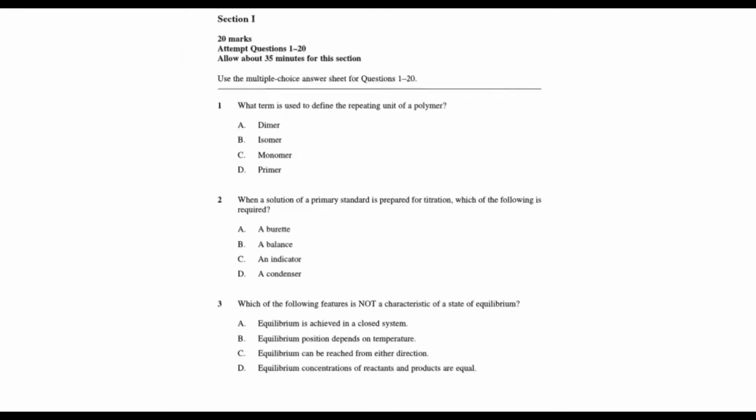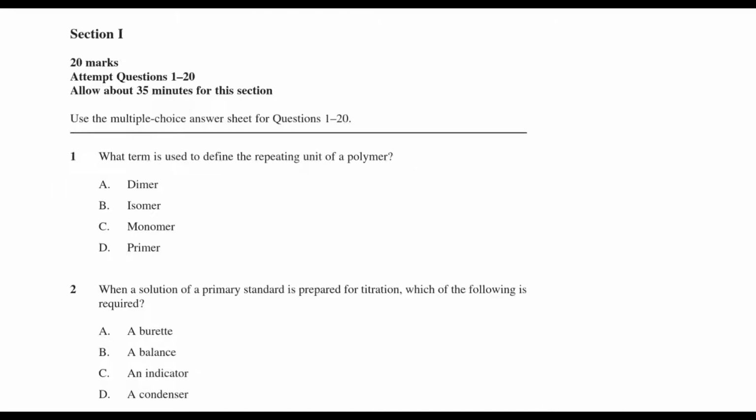So, on the first page we have questions 1 to 3. Let's start with question 1. It asks, what term is used to define the repeating unit of a polymer? To answer this question, it's just a matter of remembering that C, monomer, is the term used for the repeating unit. The rest of these are other chemistry terms.